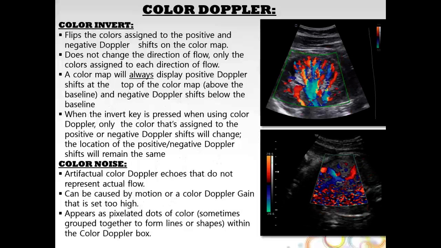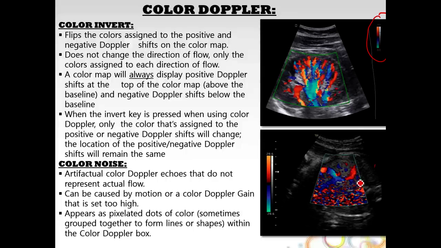Color invert is a key that we press, which changes what color is represented on our flow towards the transducer or flow away from the transducer. So when you press invert, it switches the red and the blue around. And always look to see if your invert key is pressed, because it's important to know what color is representing your flow towards the transducer and what color is representing your flow away from the transducer.